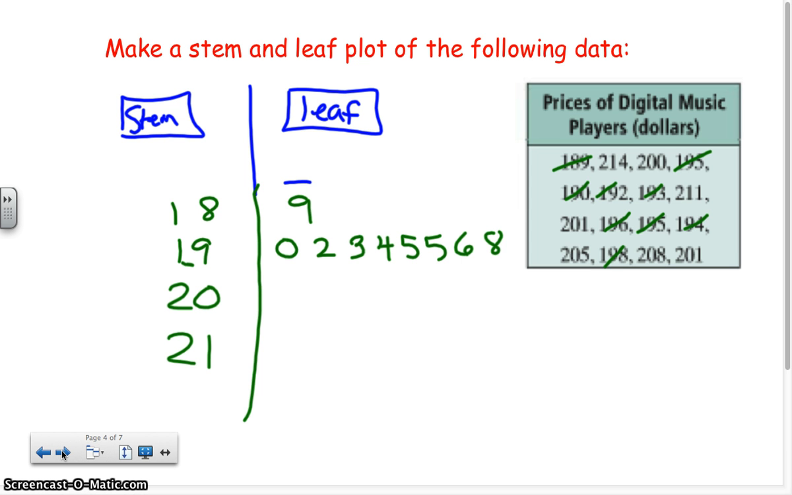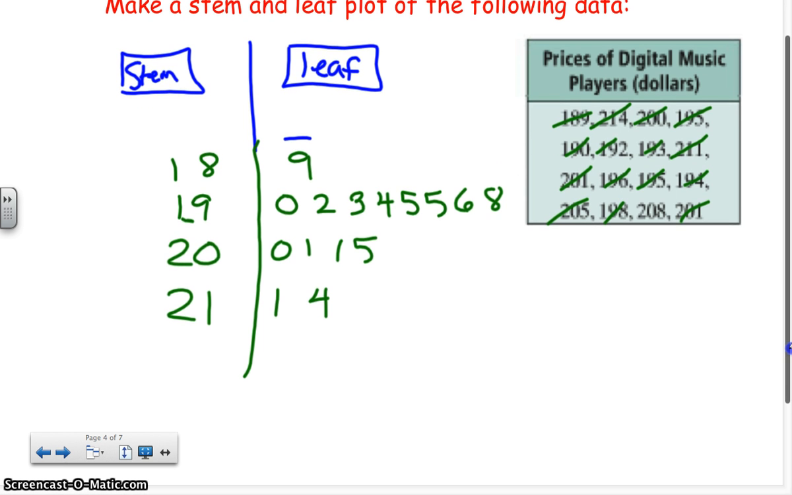Then we're moving to the 200s. I have a 200. I have a 201. 2 201s. I have a 205. That's about it. Moving to the 210s, I have a 211, and I have a 214. So that is my data represented in a stem and leaf plot.